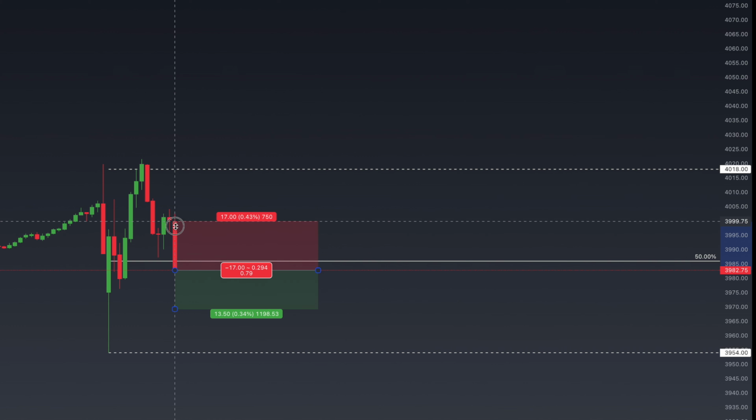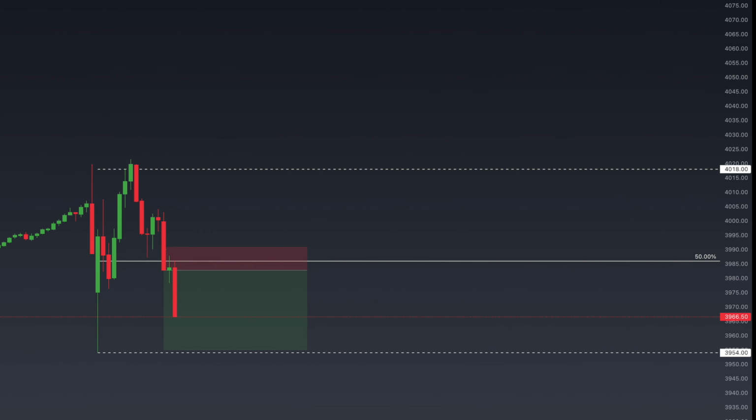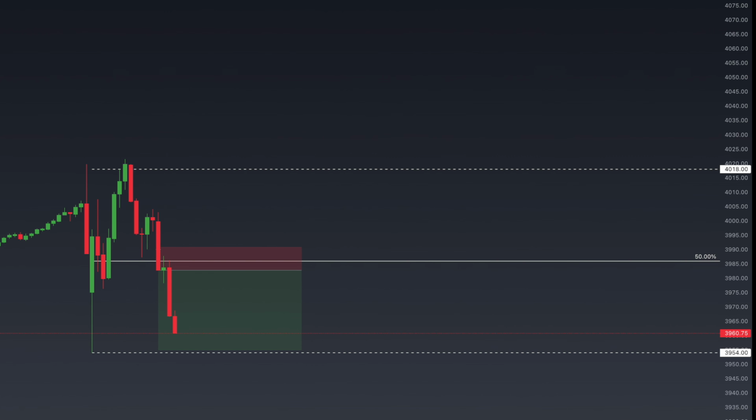So we open a short position. You want to set your stop loss to be at that wick high or just slightly above the 50% mark, and you try to play this down to there. And there's your winning trade on the stock market for 22 handles right off the bat, just from that 50% mark. Hopefully that helps you.